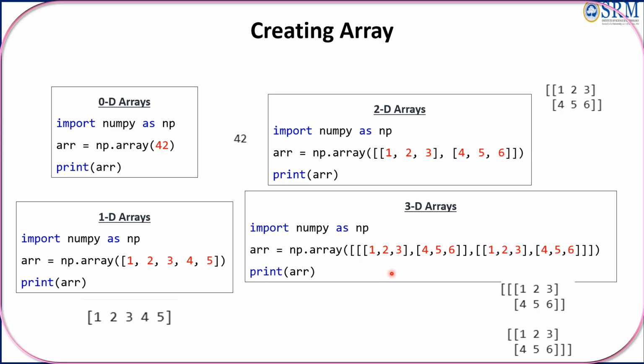Likewise, for a three-dimensional array, axes 0, 1 and 2 are created. So 1, 2, 3, 4, 5, 6 is a set, and the other one is again 1, 2, 3, 4, 5, 6. Same as the previous one, we have to enclose everything in a square bracket.